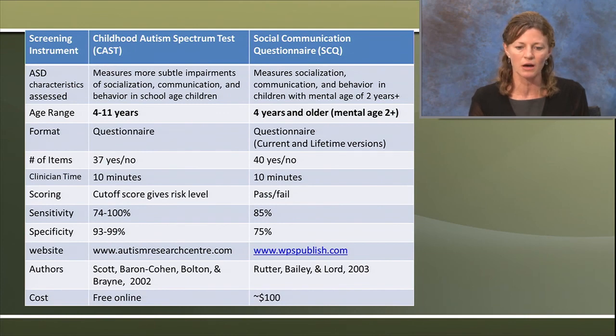And all 4 of these are tools that we recommend. There are other screeners out there, but these are the 4 that we recommend to cover the age span of children so that we can make sure we're screening everyone.